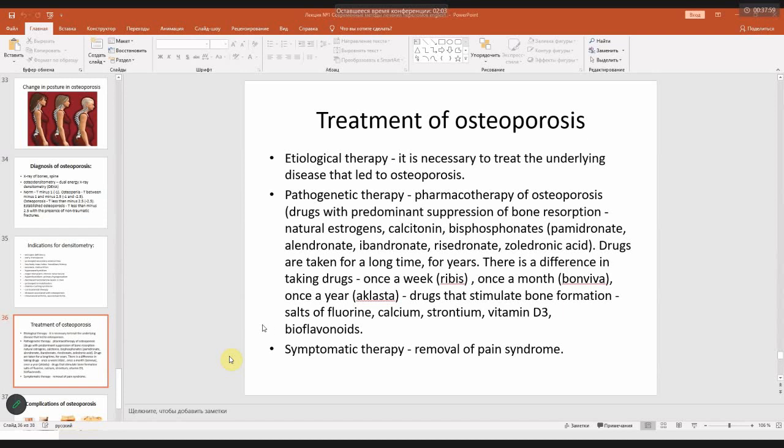These are taken for a long time, for years. There is a difference in taking the drugs: once a week Actonel, for example, once a month Bonviva, once a year Aclasta. Drugs that stimulate bone formation: salts of fluorine, calcium, strontium, vitamin D3, bioflavonoids. Symptomatic therapy, removal of the pain syndrome.